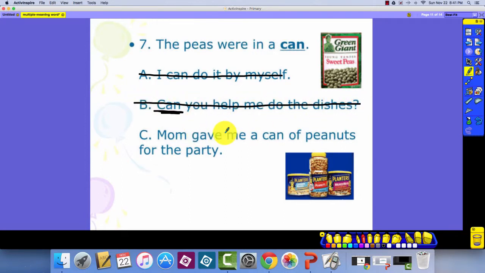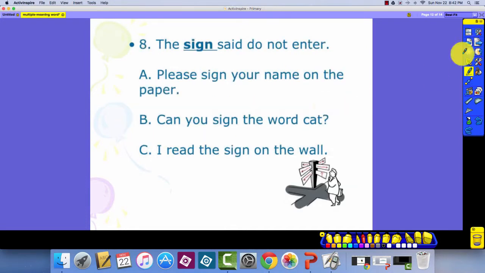Mom gave me a can of peanuts for the party. That uses can in the same way because their mom gave her a container of peanuts. And in here, the peas were in a can or a container. So option C is our best one.